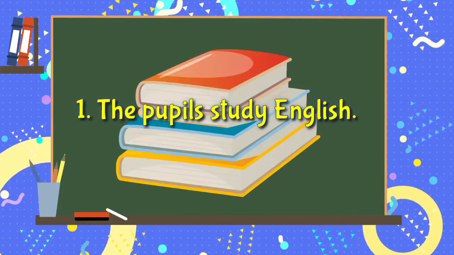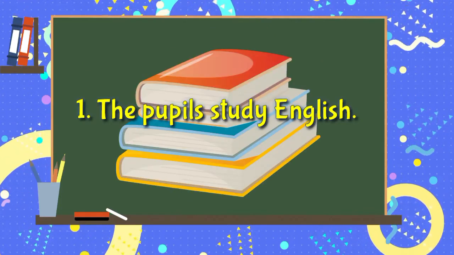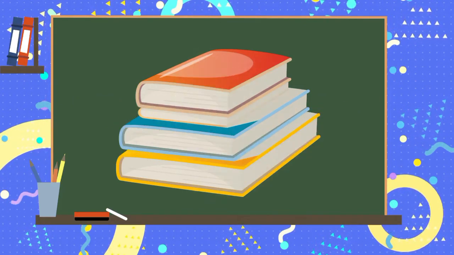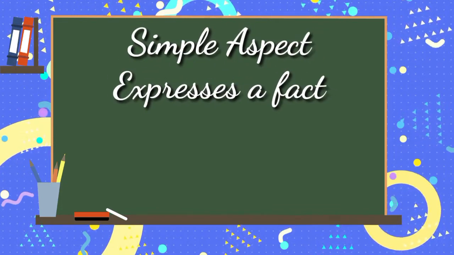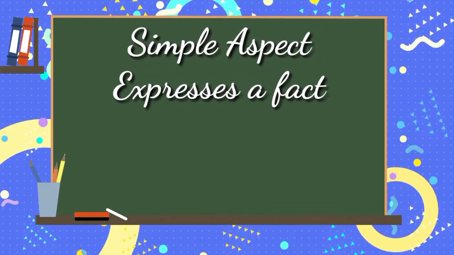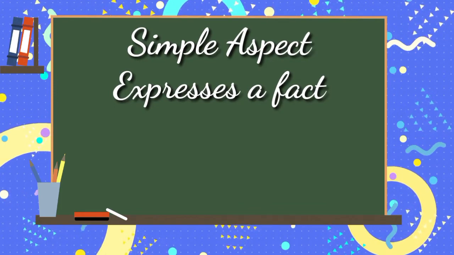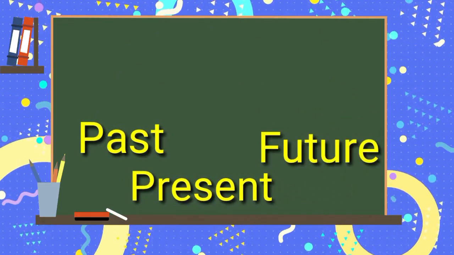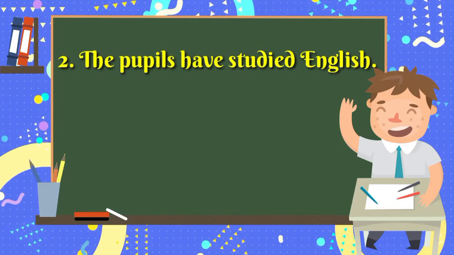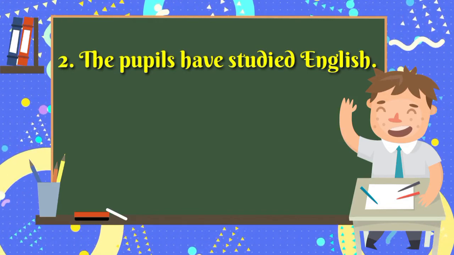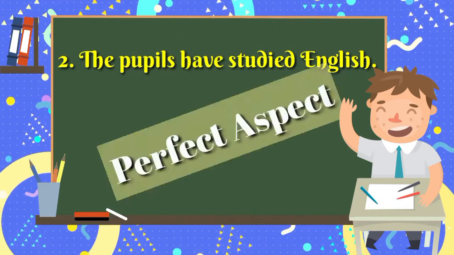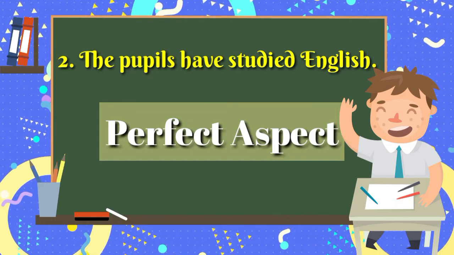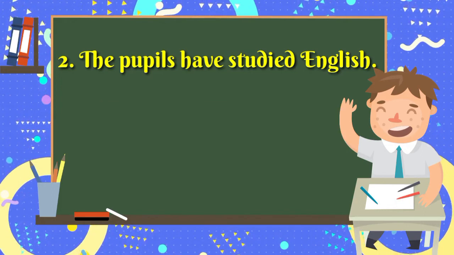In our sentences a while ago, what aspect of verb is used in sentence number 1? Good job! It is a simple aspect. Simple aspect of verb expresses a fact. We have 3 simple tenses. These are the past, present, and future tense. How about in number 2? The pupils have studied English. It is an example of perfect aspect because it expresses a complete action.